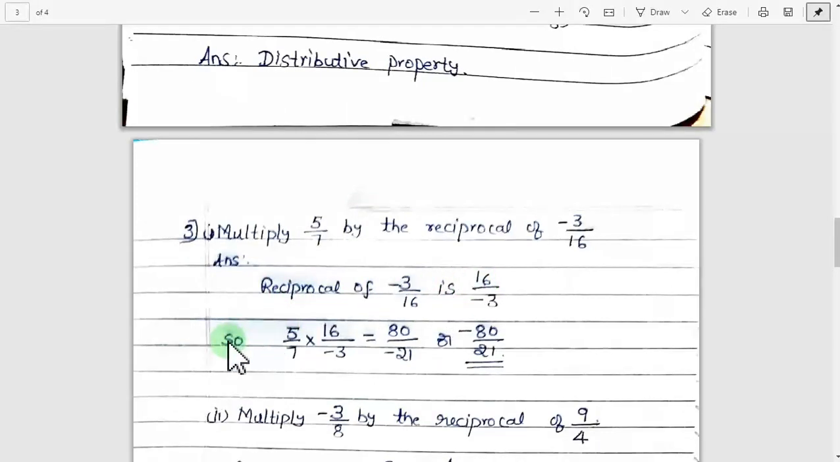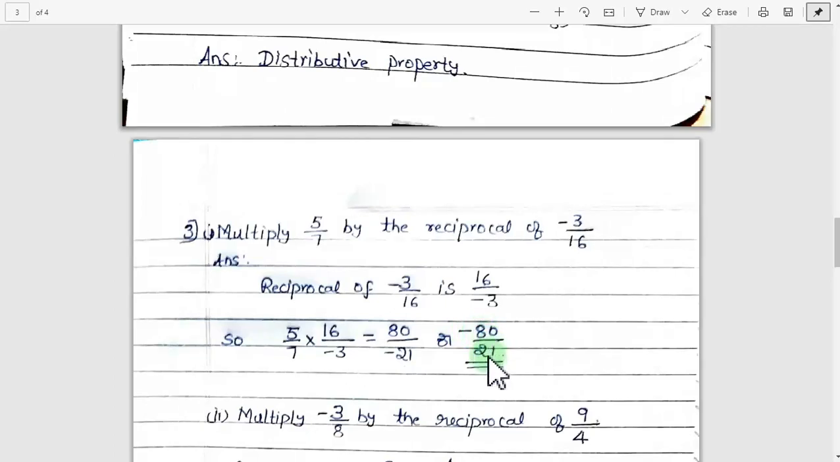Now we will multiply by the reciprocal. So 5 by 7 into 16 by minus 3. Since it is multiplication, if simplification is possible, you simplify. Here simplification is not possible. So multiply numerator into numerator. 16 5s are 80, 7 3s are minus 21. If you get a minus sign in the denominator, you have to write it for the numerator.